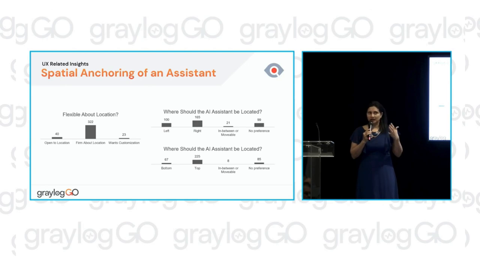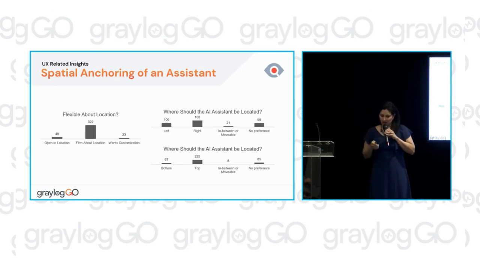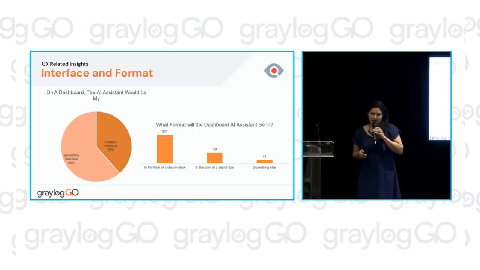So these are just spontaneous inferences coming out. They're very firm about the location, and the most popular location was, of course, on the right, on the top. And then we've talked to some of them as well. They'd like it to start at the top and then see a record of that, see a history of that, so on and so forth. Questions about interface and format.